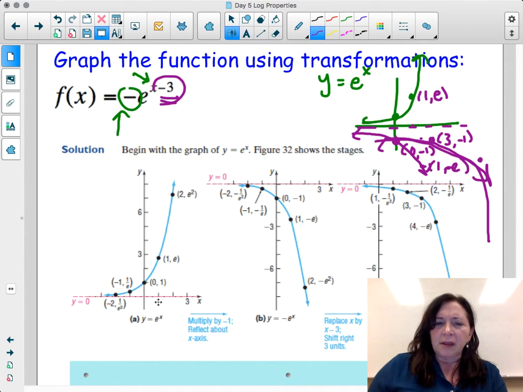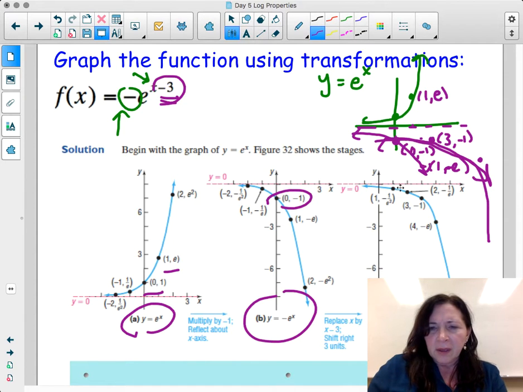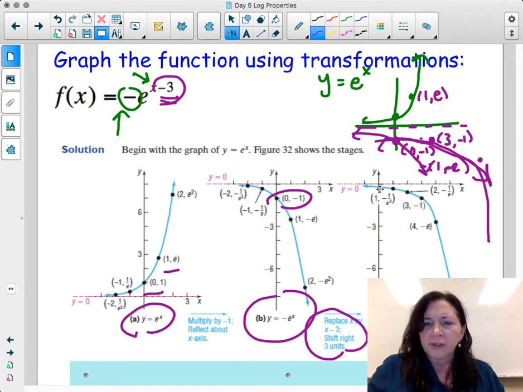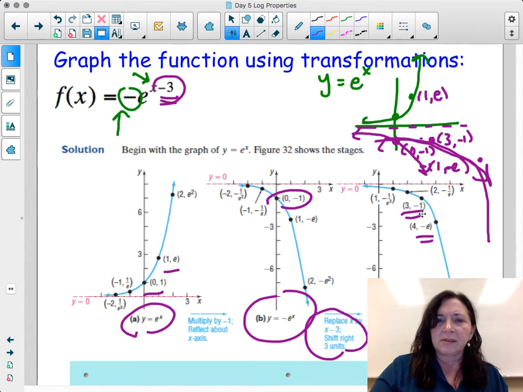When it's all said and done, these are the steps. You've got y is equal to e to the x power. Notice your 1, e and 0, 1. Reflect next. So now you have 0, -1, and you have 1, -e. Last step, move it to the right 3 units. Shift all of your critical points over to the right. Here's your 4, -e. Here's your 3, -1. If you need more than 2 points, then you can always plot more points.